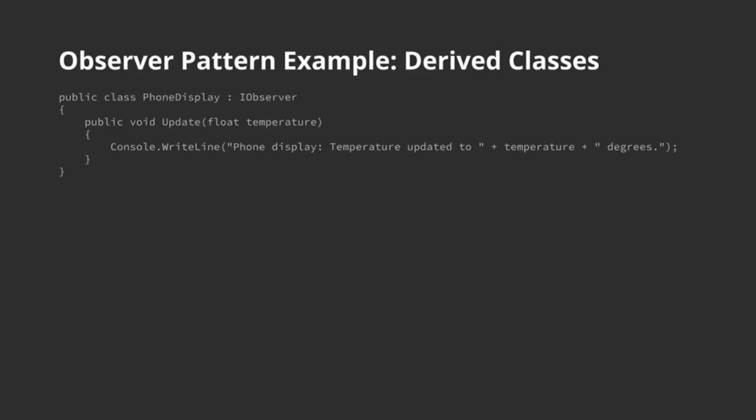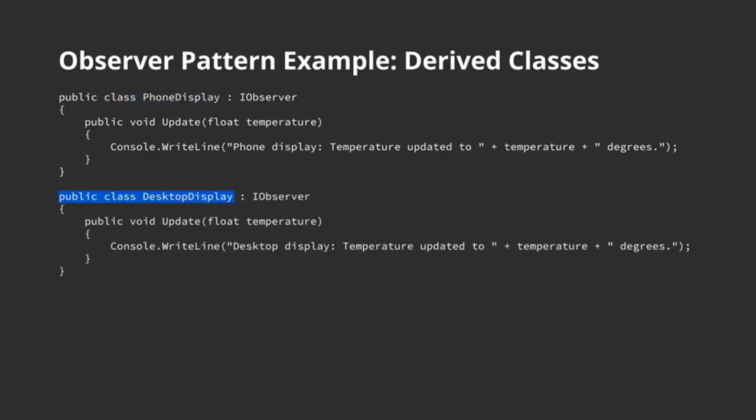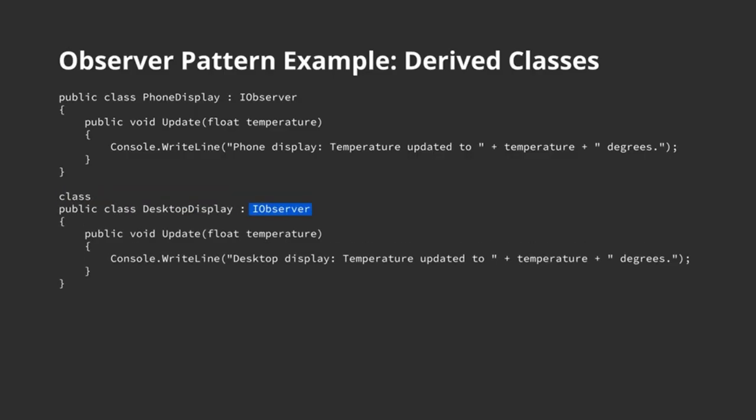The developer then creates a concrete public derived class called phone display. The class will notify a phone interface of any changes in the temperature. The developer can use an app or a tool built into the phone to listen for this message. The developer also creates a concrete public derived class called desktop display to update any desktop apps or tools of the change in temperature. Each class is a derived class of the iObserver interface and implements the update method from that interface. The update method passes the temperature as a parameter and writes the temperature to the console in a message.